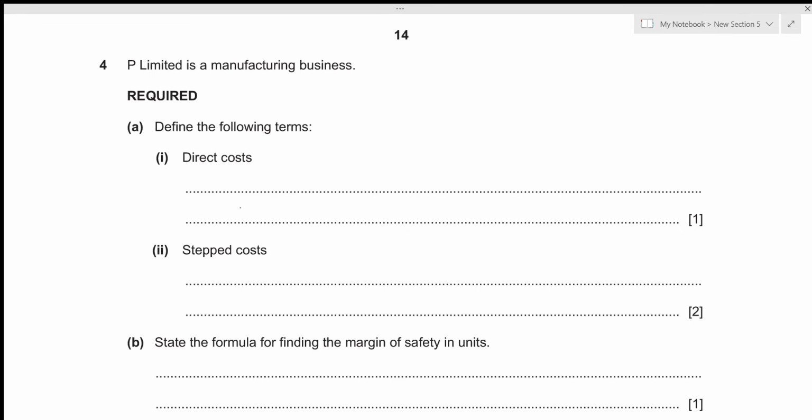We are given a manufacturing business called P Limited and we need to define the following terms. Firstly, we need to define direct costs. So these are the costs that can be directly associated to the production of goods or services. For example, it can be direct material or direct labor. So let's write the definition first.